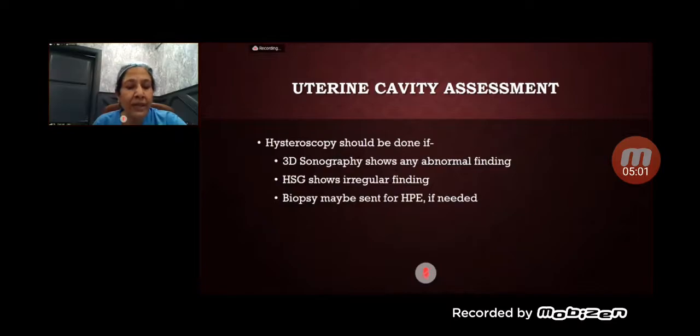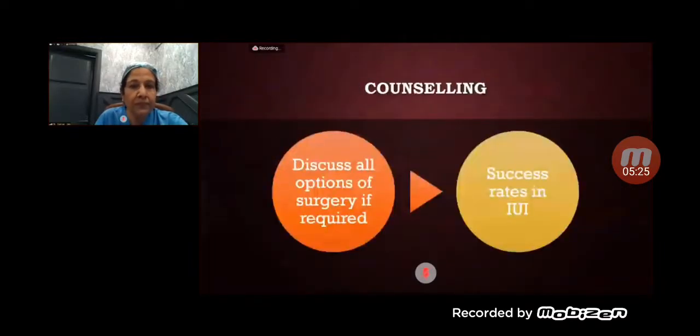And also, if it has been reported that the previous two IUIs were very difficult IUIs, then also I would suggest that a hysteroscopy should be done in a cycle prior to even attempting another IUI. Now, if HSG shows an irregular finding, again, that is an indication for hysteroscopy. A biopsy may be sent for histopathology if needed whenever a hysteroscopy is done.